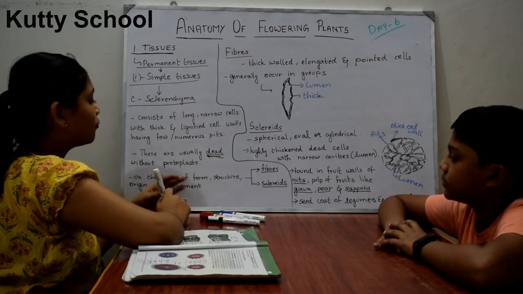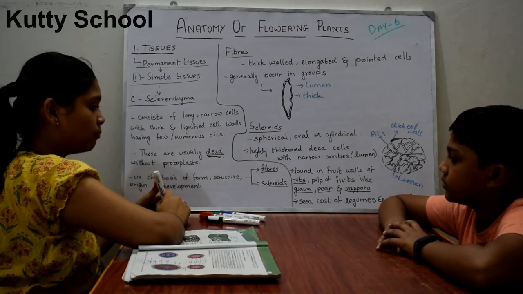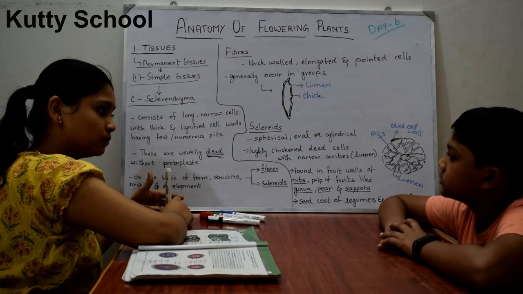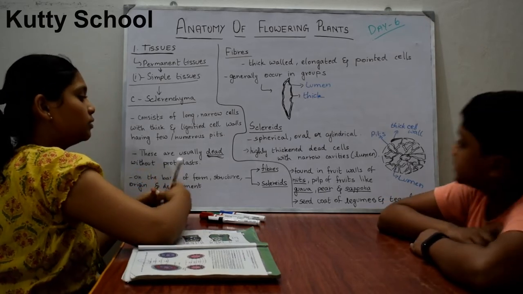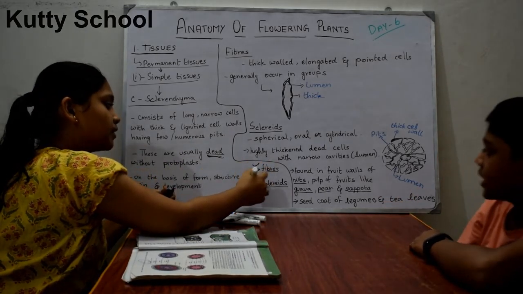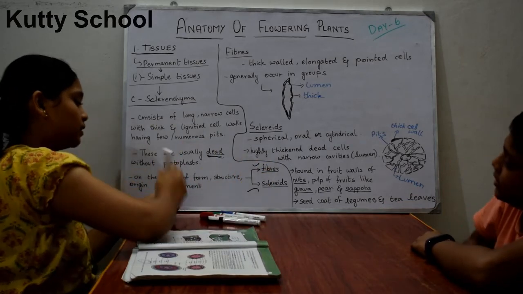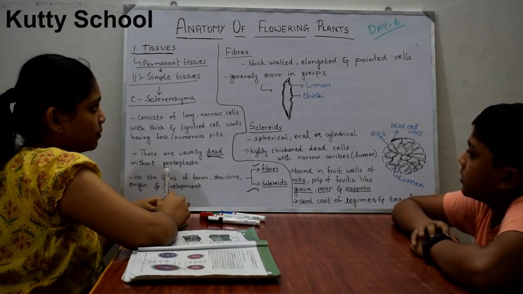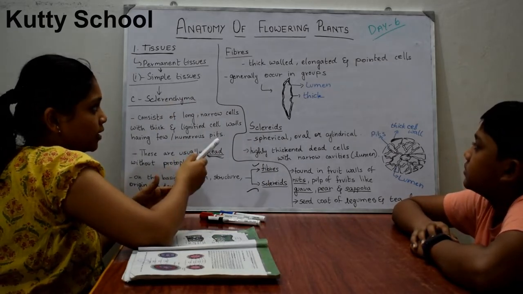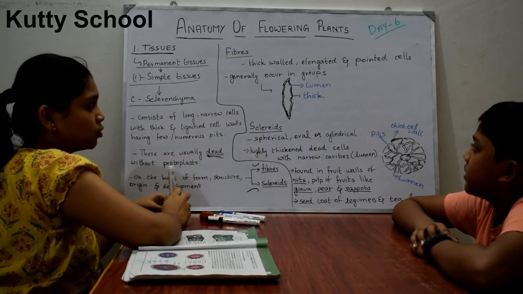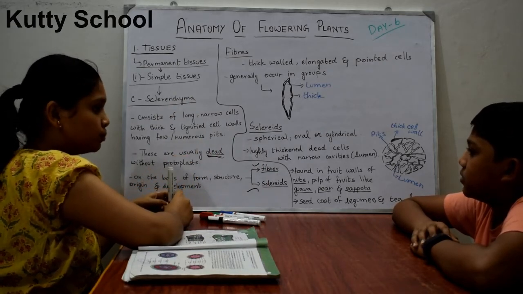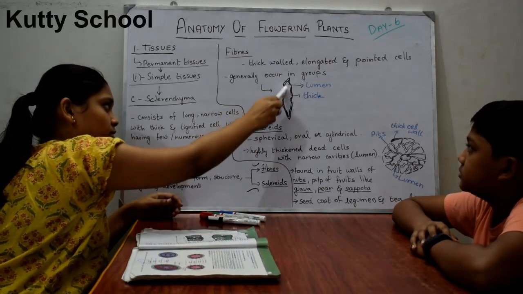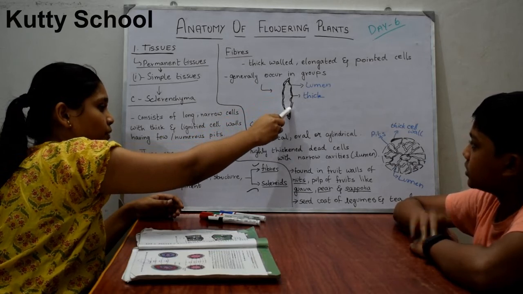On the basis of form, structure, origin and development, these Sclerenchyma cells are divided into two: fibers and sclereids. First we are going to see about fibers. Fibers are thick-walled, elongated and pointed cells. They generally occur in groups. Inside, this space is known as lumen.